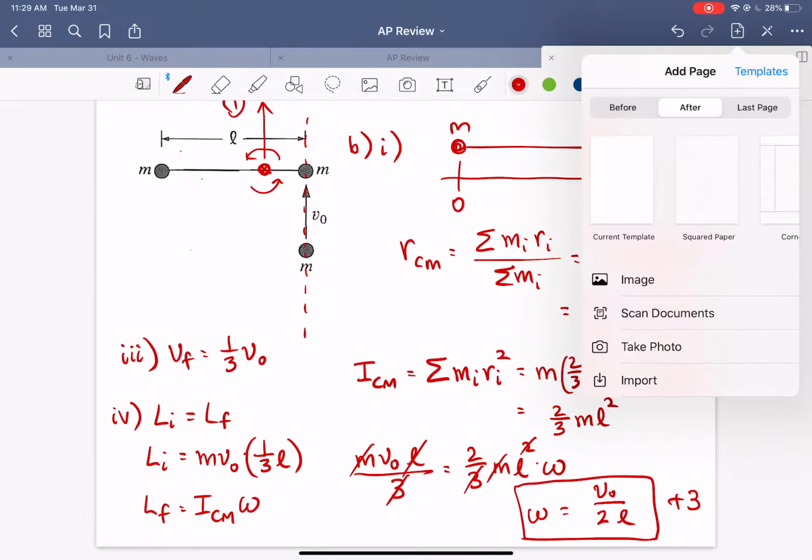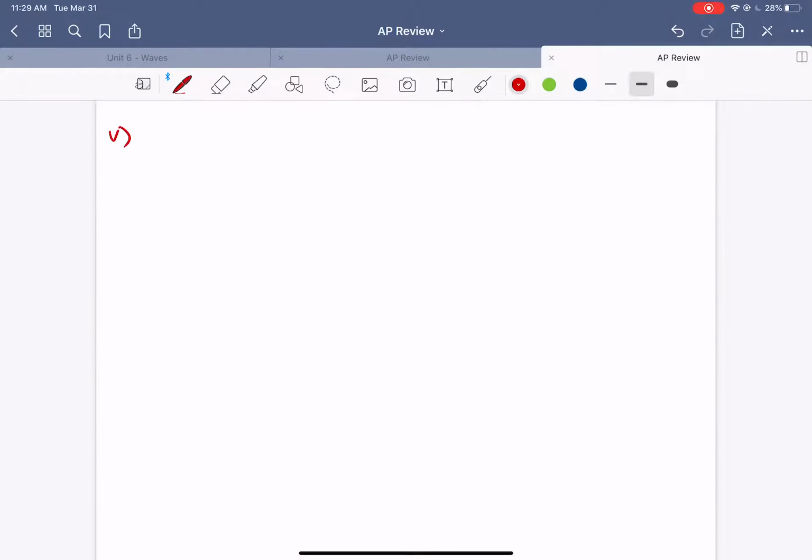Okay, so one final part to this problem. Part 5, determine the change in kinetic energy. This one is also pretty tricky. So we need to calculate the initial and final kinetic energy. Initial kinetic energy is just going to be 1/2 m v naught squared. It's the kinetic energy of the incoming particle.